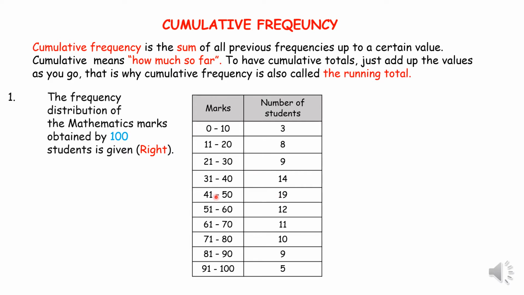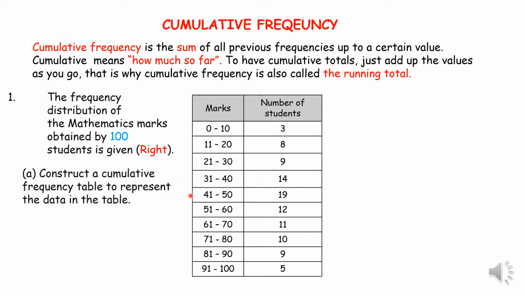So we need to first of all construct a cumulative frequency table, a table that shows how this total is adding up, so that, for example, if I was to ask how many learners have obtained 20 marks or less, that would be 3 plus 8, 11 learners. Okay, how many learners have obtained 30 marks or less? It will be the sum of that, which is 20. 3 plus 8 plus 9.